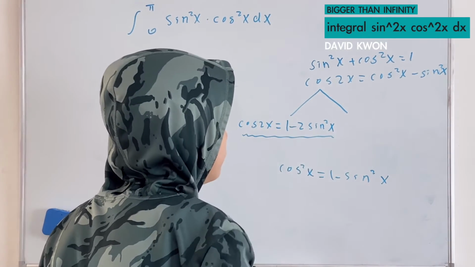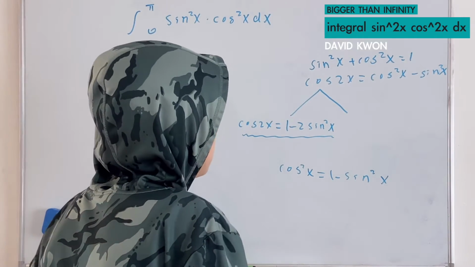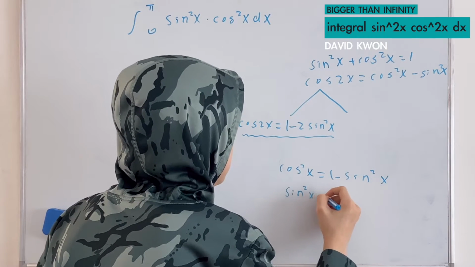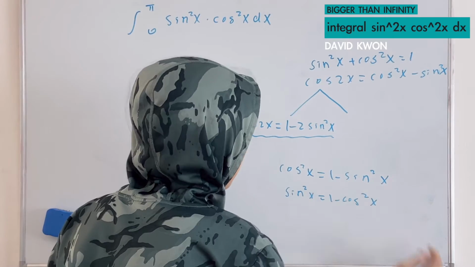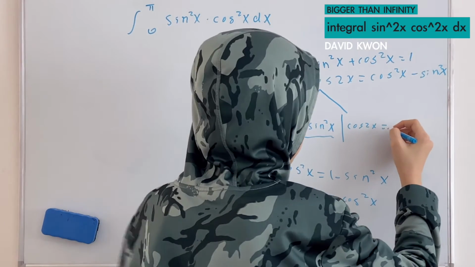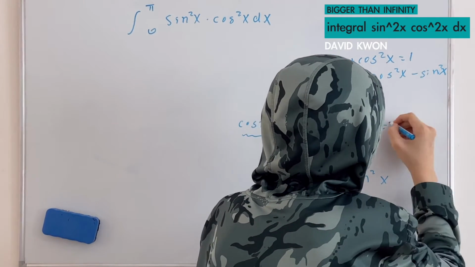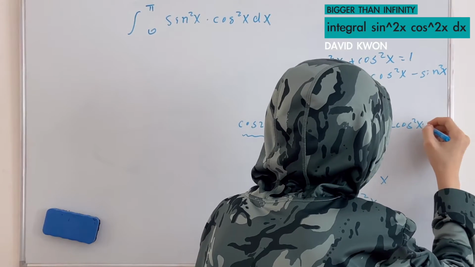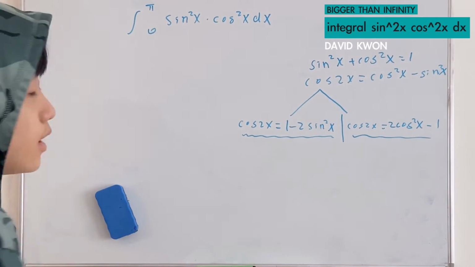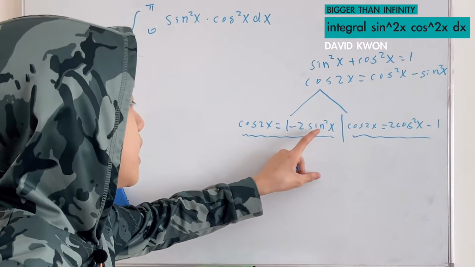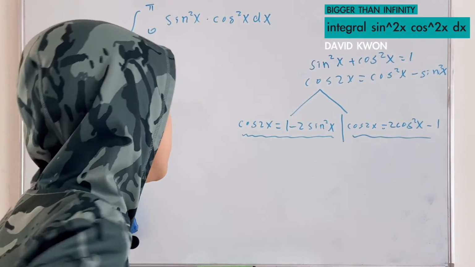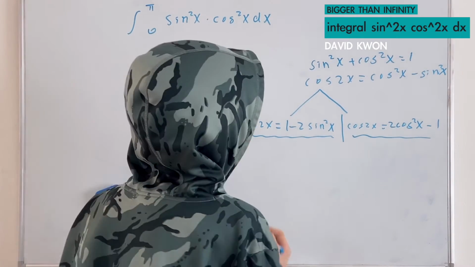Okay, very nice. And then the other way is only having sine squared x alone. So sine squared x is equal to 1 minus cosine squared x. Then I substitute it in there, getting cosine 2x is equal to 2 times cosine squared x minus 1. You guys won't be needing this anymore. Now what I do is try to get sine squared x all by itself from here, and cosine squared x all by itself from here. And you guys will see why in a couple of seconds.